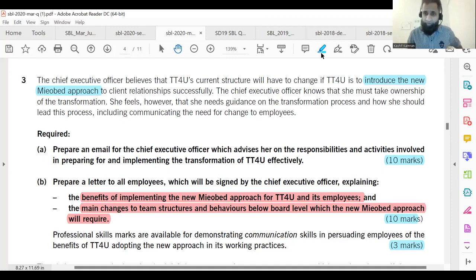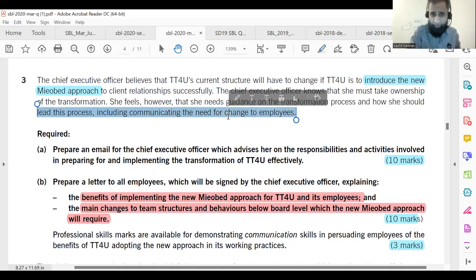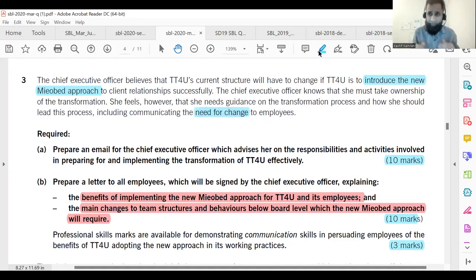The chief executive officer knows that she must take ownership of this transformation. She feels, however, that she needs guidance on the transformation process and how she would lead the process, including communicating the need for change. Yes, we know change is a topic in SBL, and whenever the organization is in the transformation process, there will be challenges, there will be obstacles. Some employees will not like the change, some will. So guiding and facilitating the employees, ensuring that every employee likes the change, you sell the change.